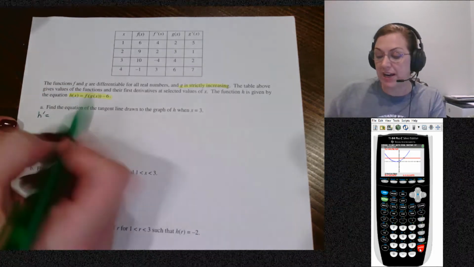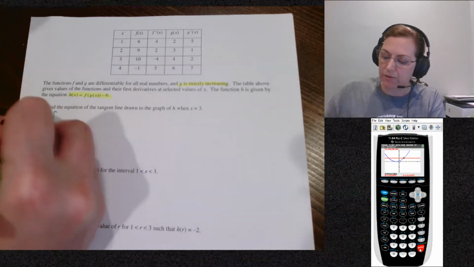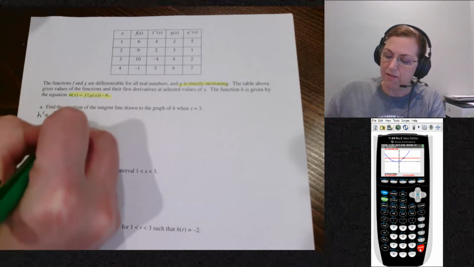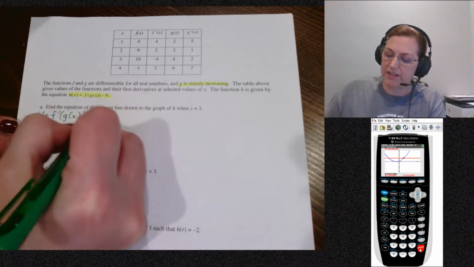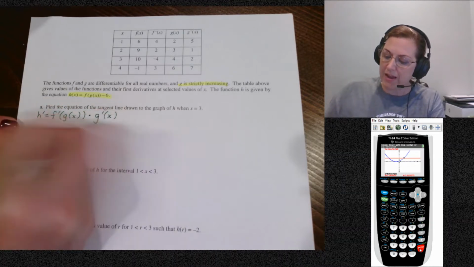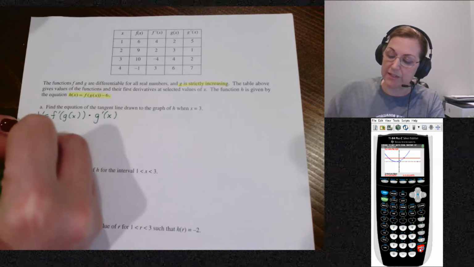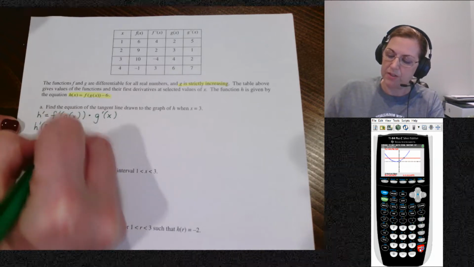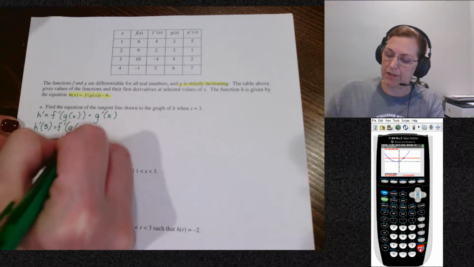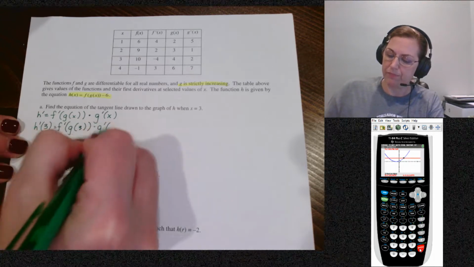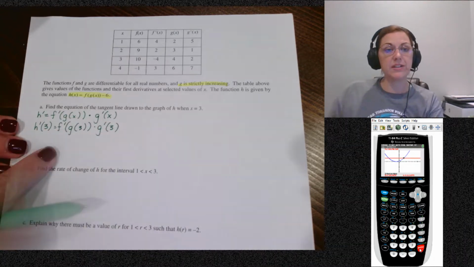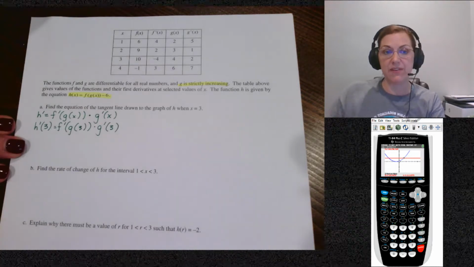So we need chain rule. That's outside times derivative of inside. And we need that when x is 3. So I will do that substitution here. And then we're going to the chart to be able to find these values.